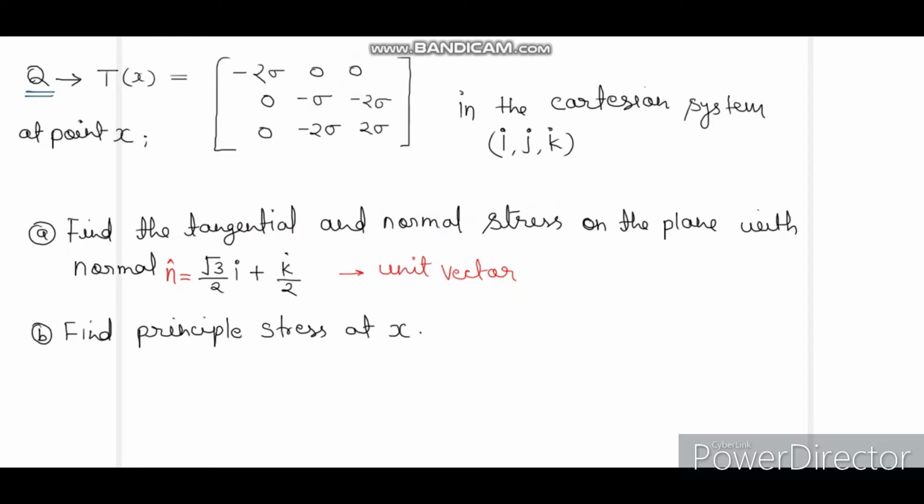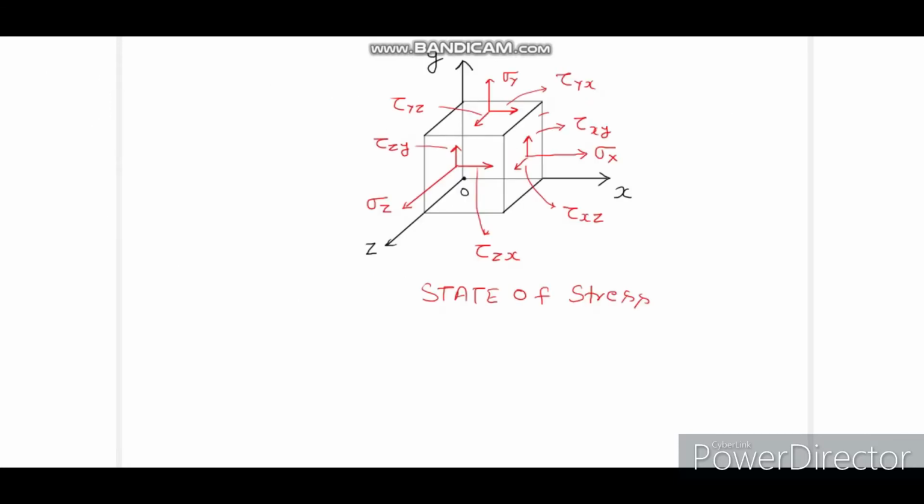Also it is asked what are the values of principal stresses at that point X. So to do this question, first of all we have to understand what is the stress tensor. Stress tensor represents the state of stress at any point in a material, which is acting on 3 mutually perpendicular planes as shown in this figure.